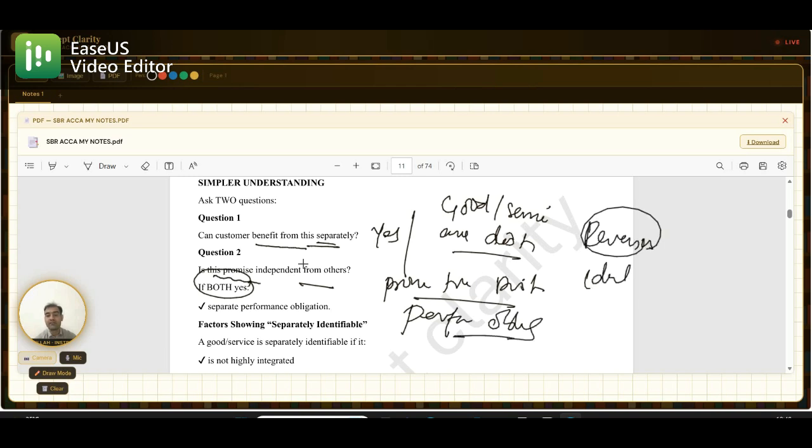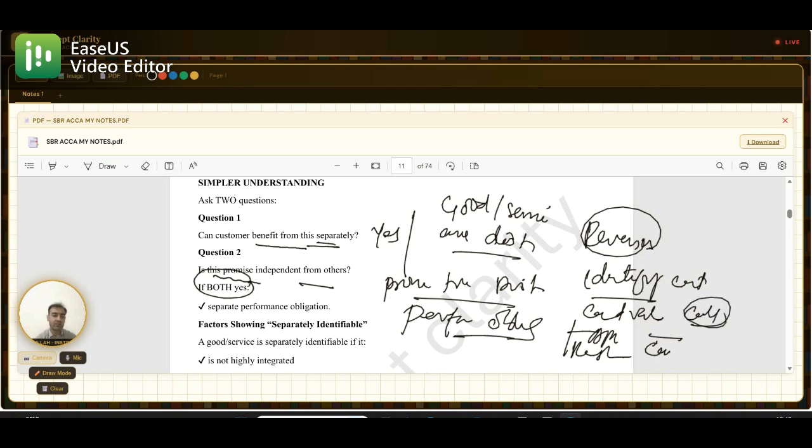First, we have to identify the contract. We have discussed this earlier, and then we have some conditions for a valid contract. We have also discussed approval, rights of payment, terms and conditions, and then the other step was collectability. All these things we have discussed earlier. Okay, so this is another step toward recognition of your revenue.